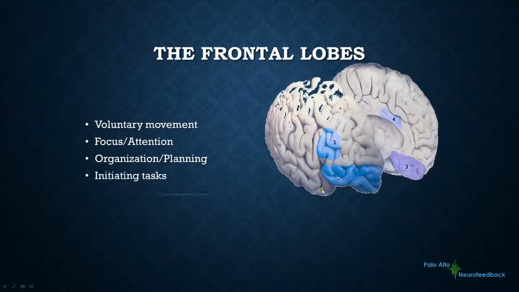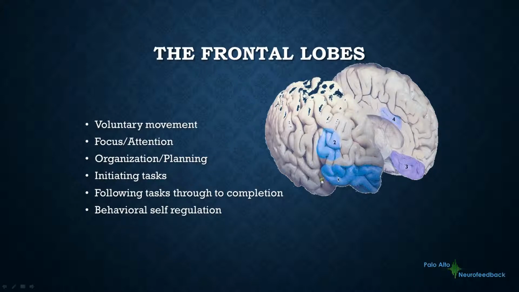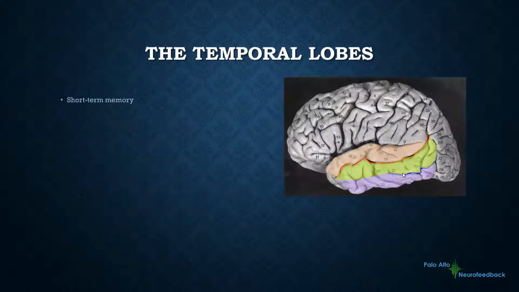The frontal lobes, so this is actually the front of the brain right here. The front of the brain is responsible for voluntary movement, focus and attention, organization and planning, initiating tasks, following tasks through to completion, and behavioral self-regulation.